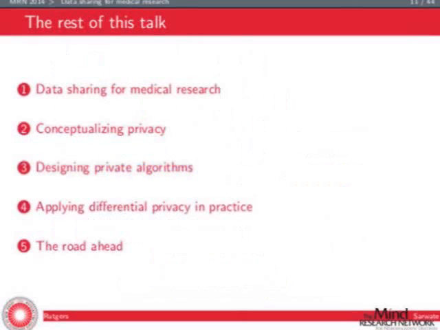So for the rest of this talk, I'm going to talk about the conceptual framework, the mathematical framework for privacy that we're using, which is called differential privacy. Then I'll talk about how you design algorithms, some applications that we put to work here with MRN, and then a few perspectives on what we need to do in the future. There are a lot of open questions in implementing these kinds of ideas.